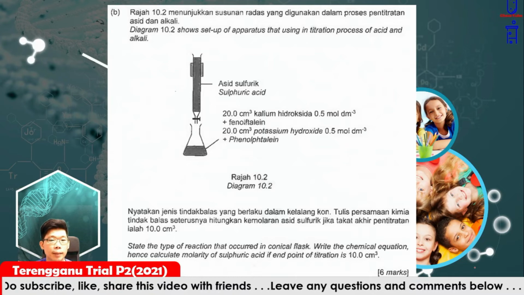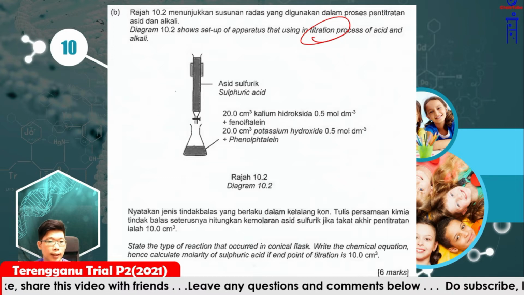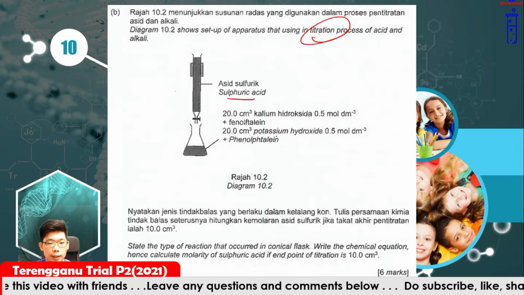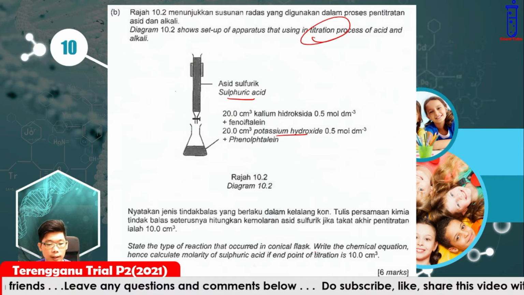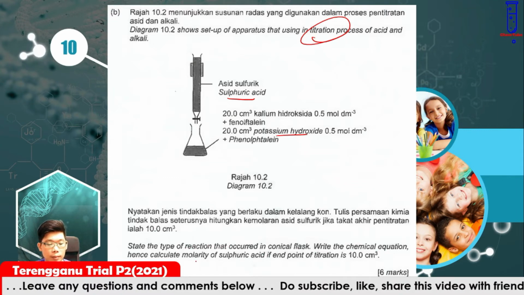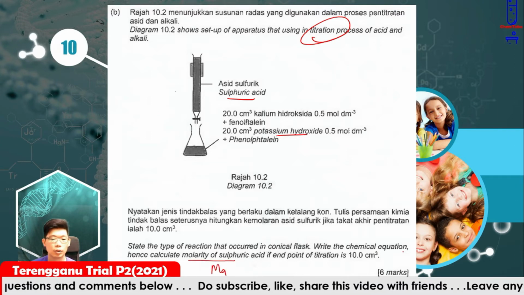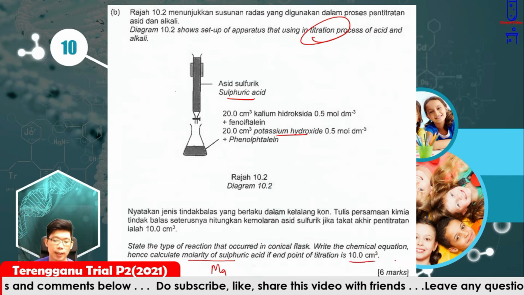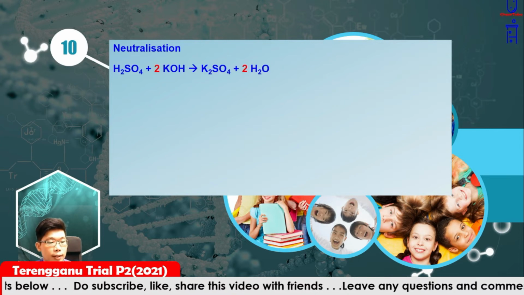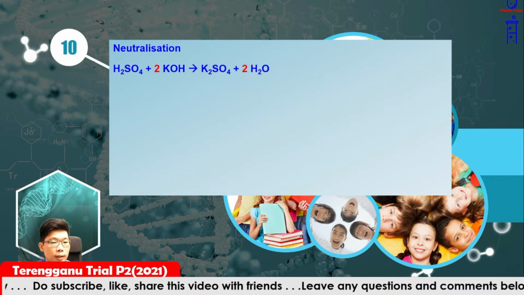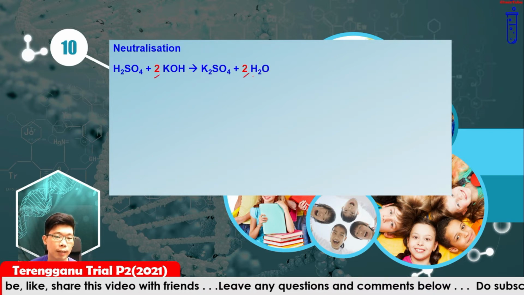Now the diagram shows the apparatus used in the titration process. Acid and alkali: sulfuric acid with potassium hydroxide. Now state the type of reaction that occurs, then write the chemical equation, and calculate the molarity of the sulfuric acid, MA. The endpoint of the titration is 10 cubic centimeter. So this is a neutralization. Chemical equation: sulfuric acid with potassium hydroxide forms the salt, potassium sulfate, and water. Times 2 to balance the chemical equation.